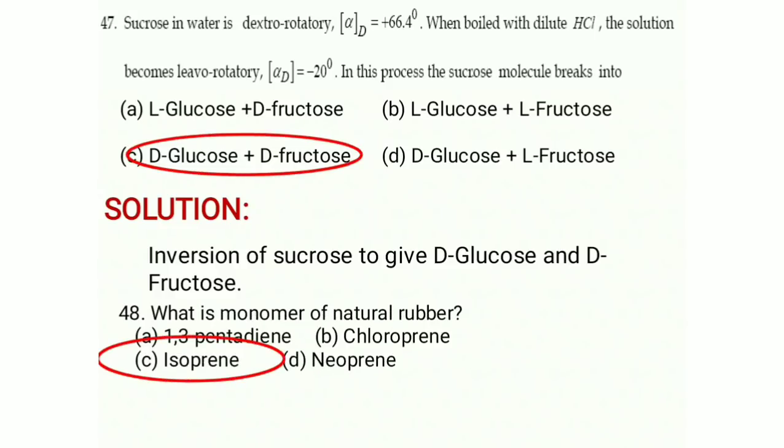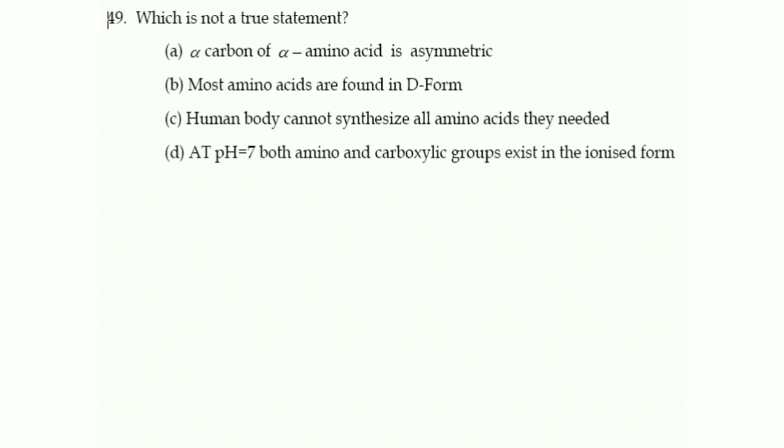Then 48th, the monomer of natural rubber, a very simple question, isoprene. Polyisoprene, we also call it natural rubber. So the answer for this question is isoprene. 49, which is not a true statement? The alpha carbon of an alpha amino acid is asymmetric.